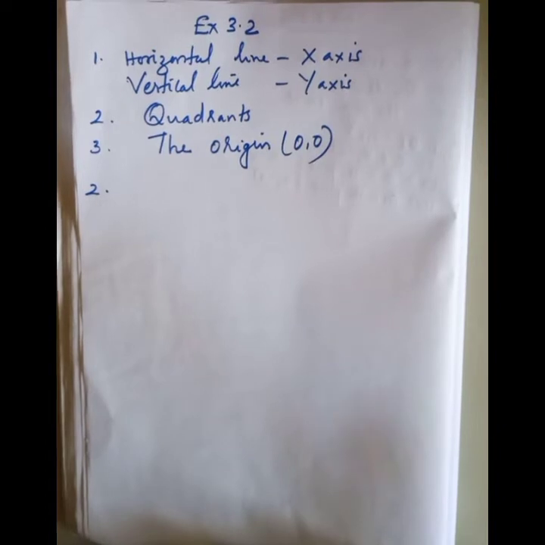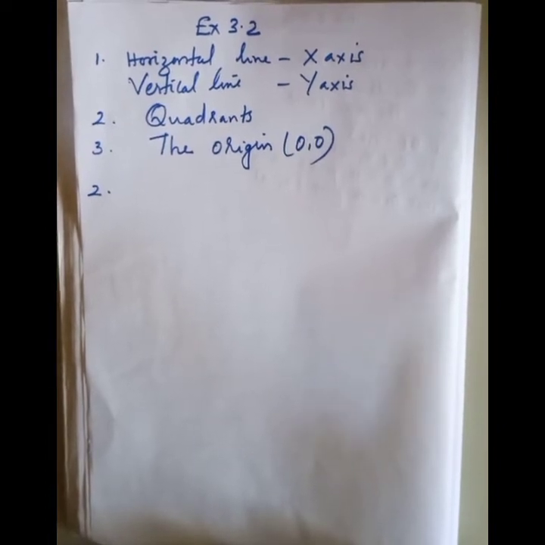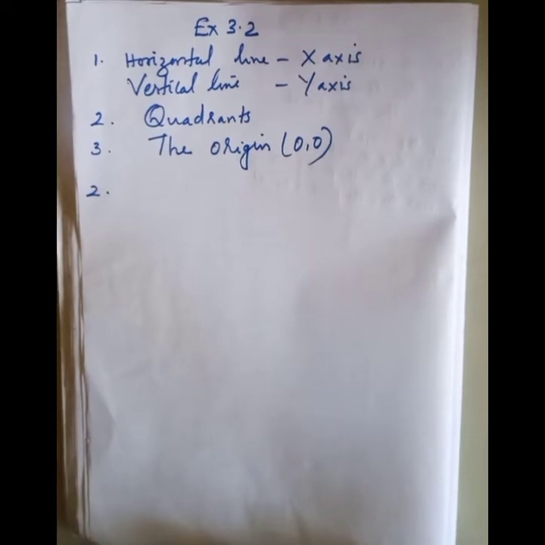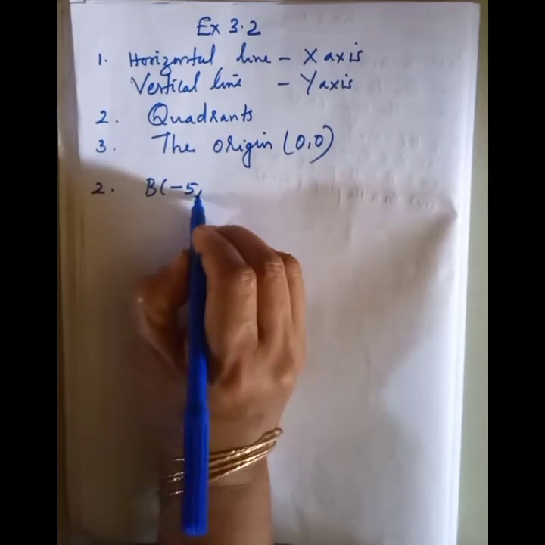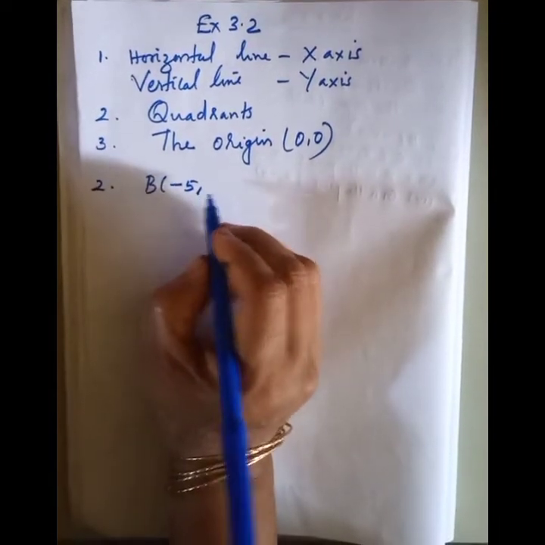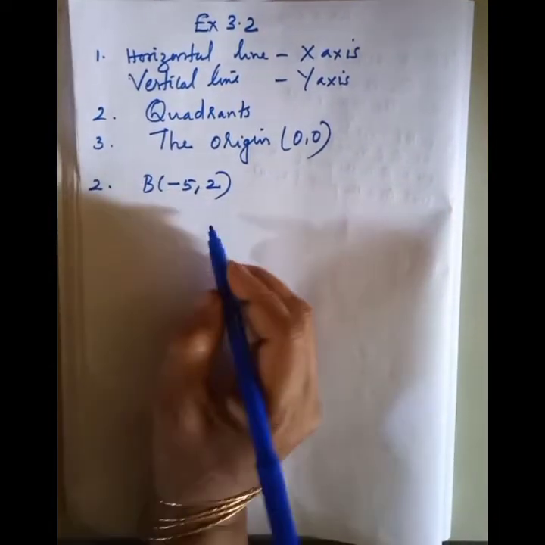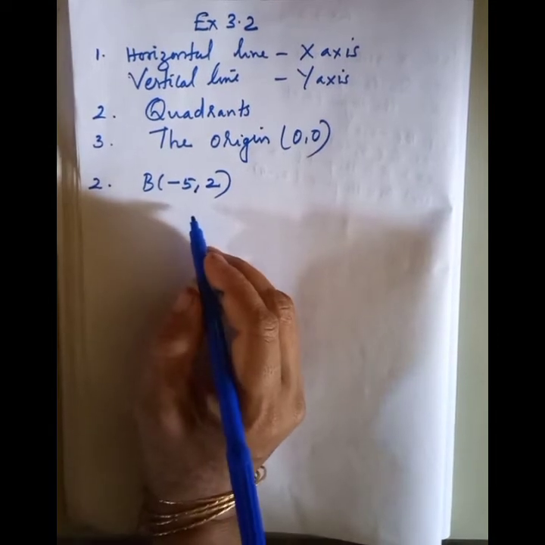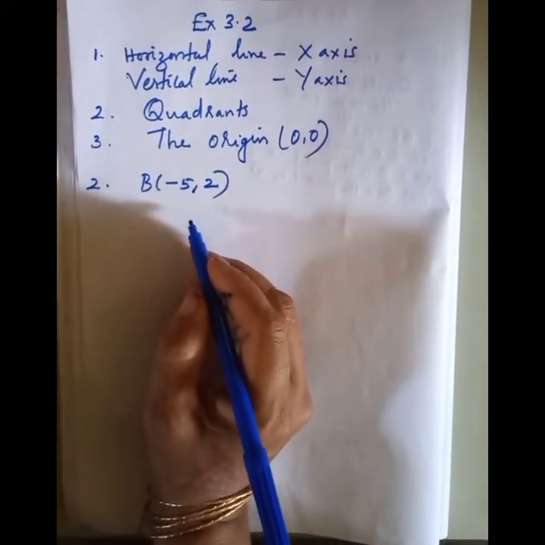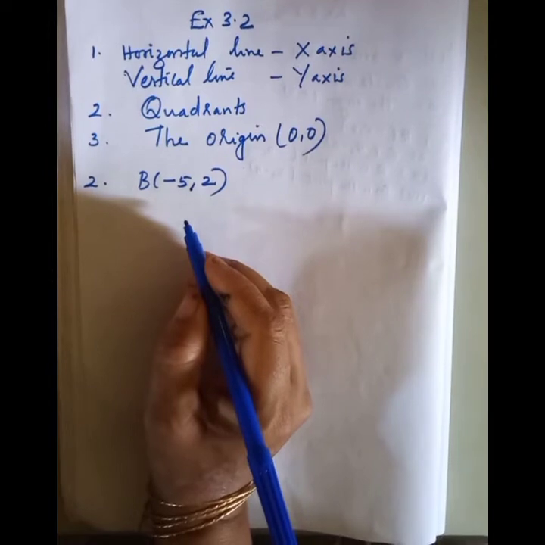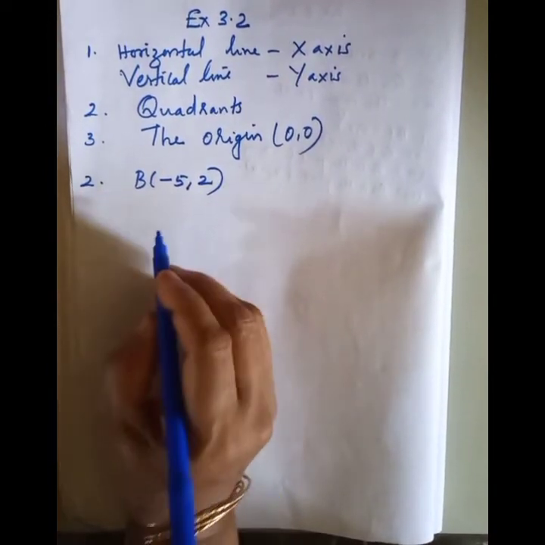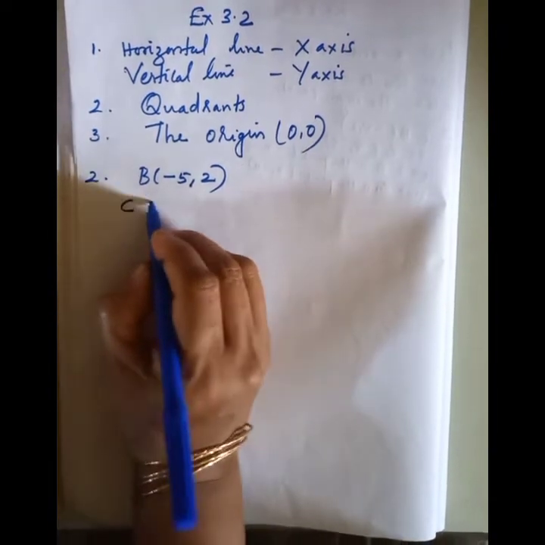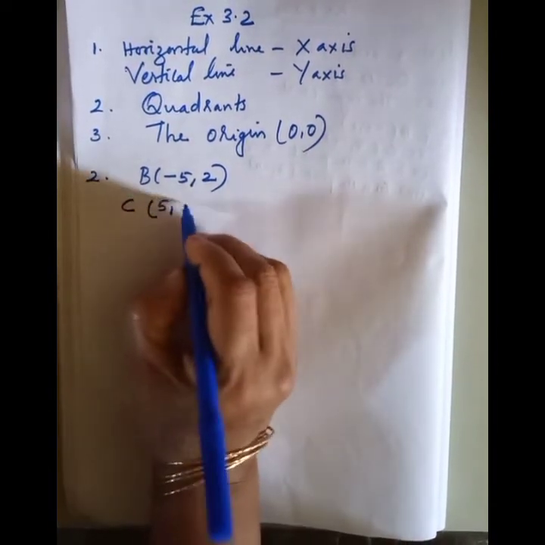I told you that for writing the coordinates, first you must write the x value, then you must write the y value. So what is the x value here? Minus 5. So B is the point minus 5. And what will be the y value? 2. Very good. So B is the point minus 5, 2. In the same manner, the coordinates of C. Look at C, it lies in the fourth quadrant. So what will be the point? C is the point, x value 5, y value minus 5.